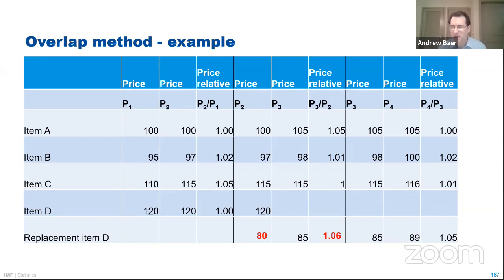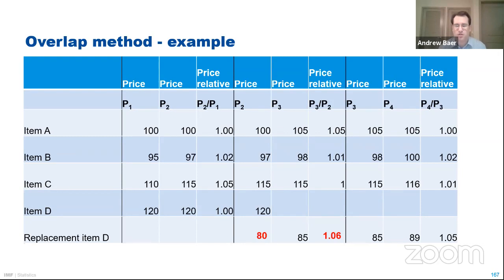If I have no information, I would assume they are different quality, and I would use this overlap method, and I would use a price relative of 1.06 in period 3, as opposed to a price relative of 85 divided by 120, which would be as if we directly compared.